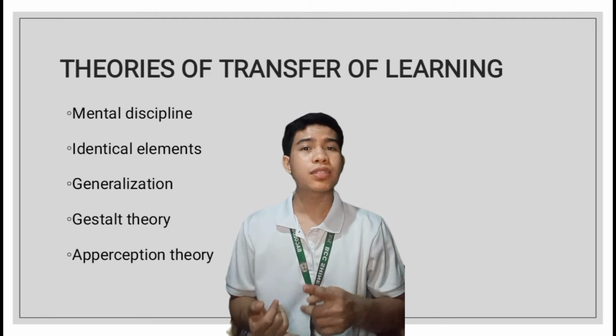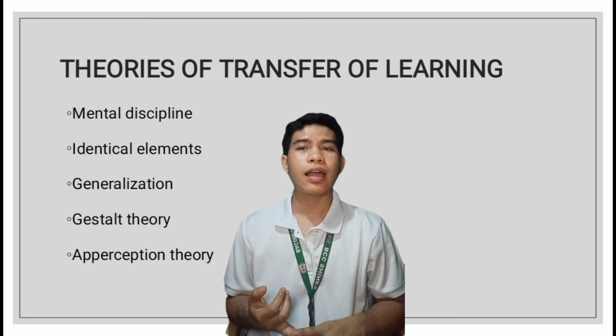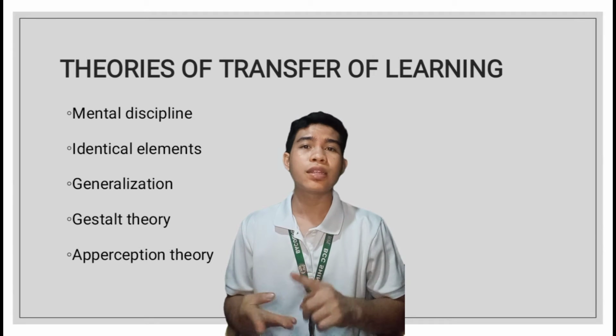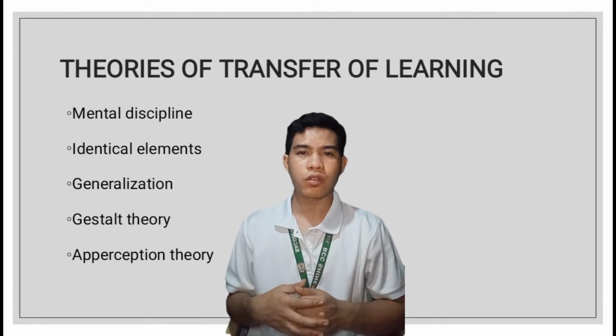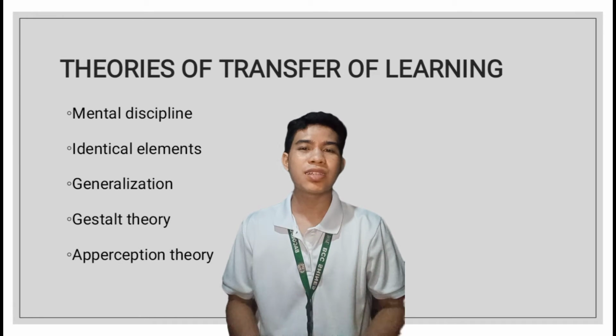What we have is the mental discipline, identical elements, generalization, gestalt theory, and perception theory. Let's go ahead first to the mental discipline theory.